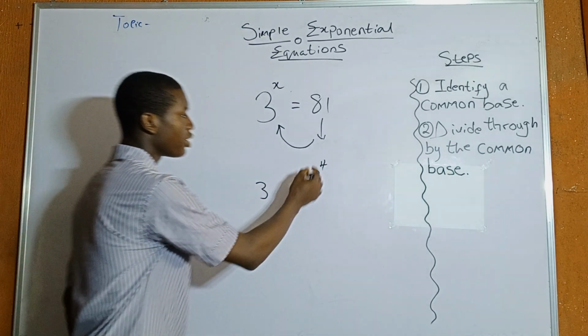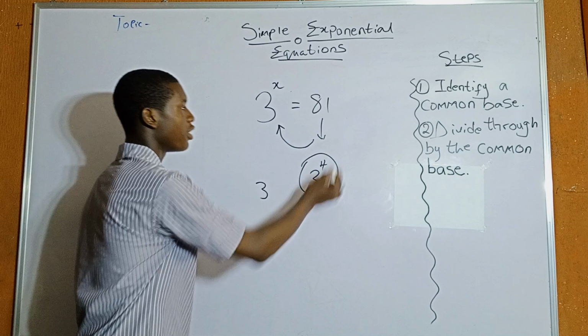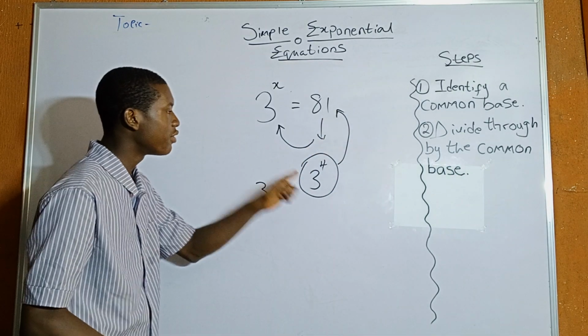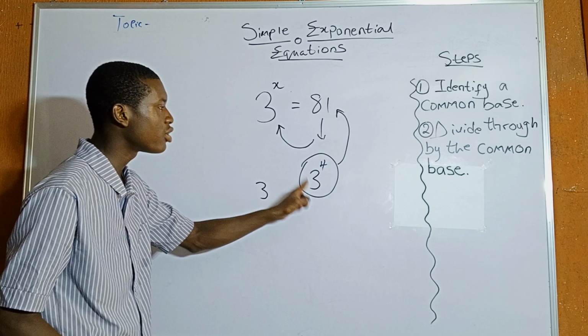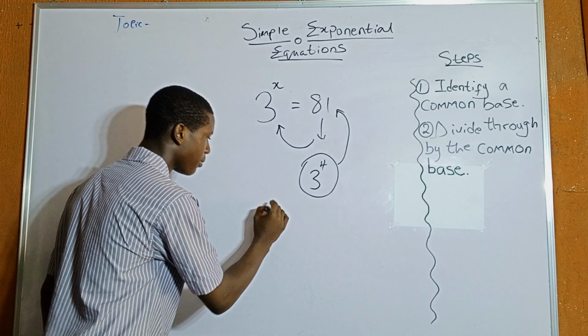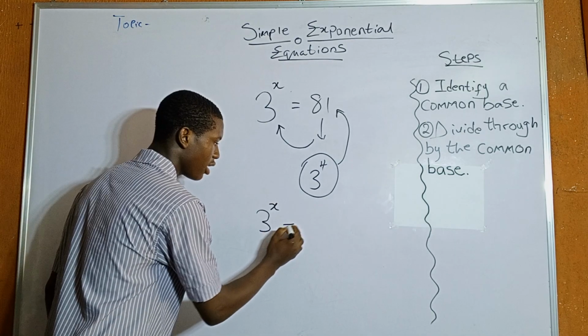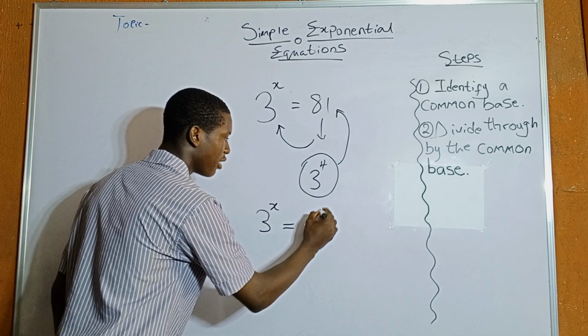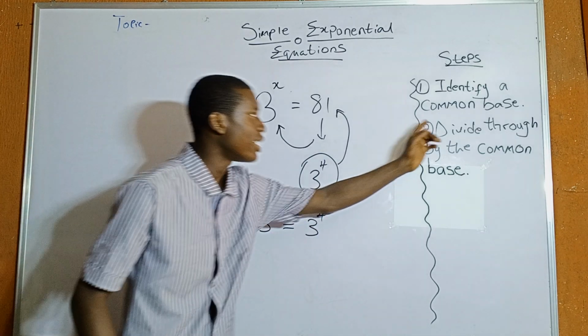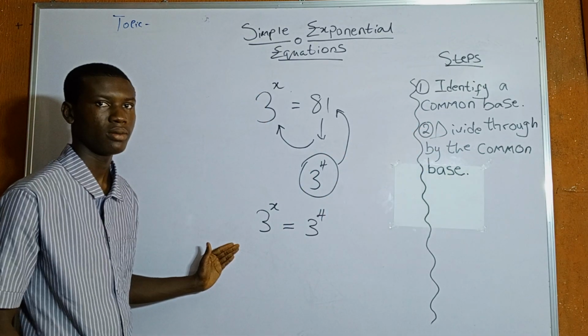Now, when we solve 3 raised to power 4 for 81, both of them will be expressed to a base of 3, which is 3 raised to power x will be equal to 3 raised to power 4. After that, we've done step 1.